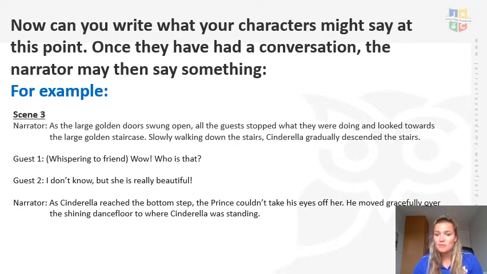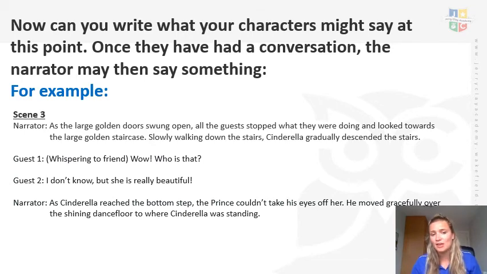Now at this point the narrator might then step in and say something else to give a little bit more information. So for example, the narrator might say, as Cinderella reached the bottom step, the prince couldn't take his eyes off her. He moved gracefully over the shining dance floor to where Cinderella was standing. So now my prince might then want to say, "Would you like to dance?" Or Cinderella might say something first. So you can see how it really starts to develop into a conversation, but actually seeing as well and knowing what's happening and how characters are feeling.